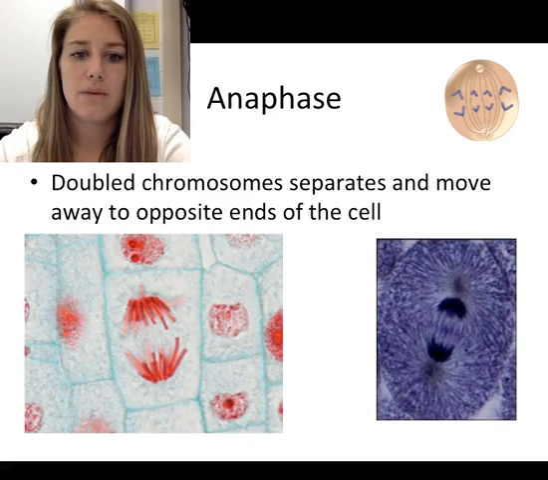Anaphase is when the double chromosomes separate and move away to opposite ends of the pole. So you can see here, these big X's were once attached, and now they're being pulled to the different sides of the cell by the spindle fibers.